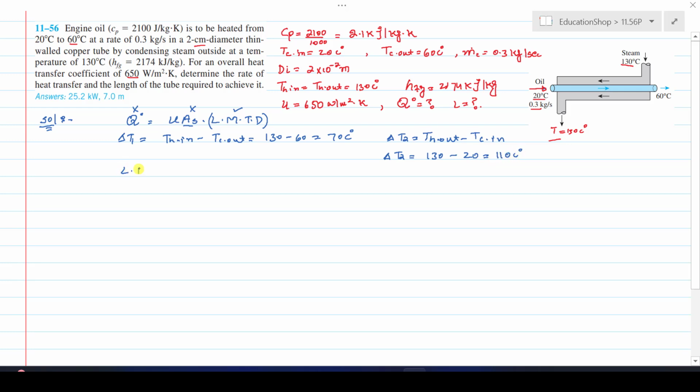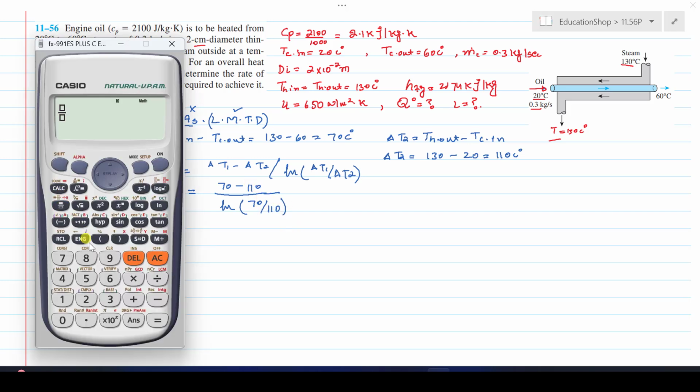We also know that the log mean temperature difference is equal to delta T1 minus delta T2 divided by ln of delta T1 divided by delta T2. Simply put the values and you will get the log mean temperature difference. Delta T1 is 70 minus delta T2 110, divided by ln 70 divided by 110. Let me solve this on the calculator. Press the equal button and you will get the LMTD value, that is almost 88.5 centigrade.